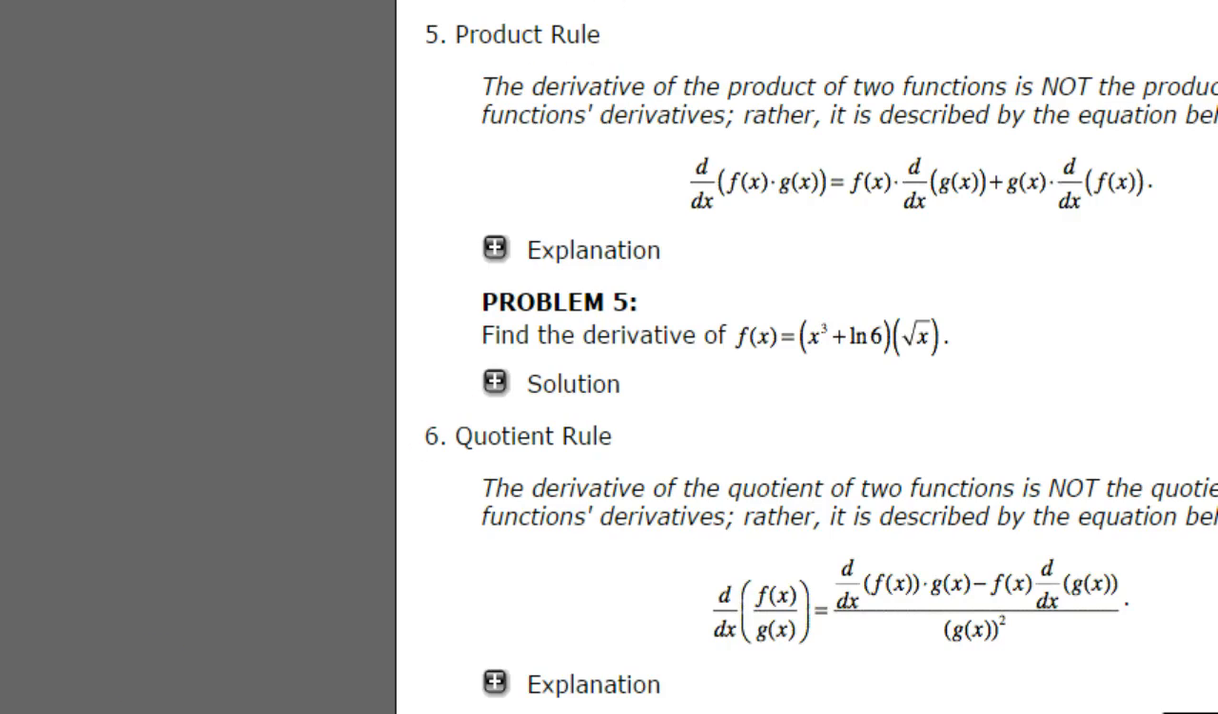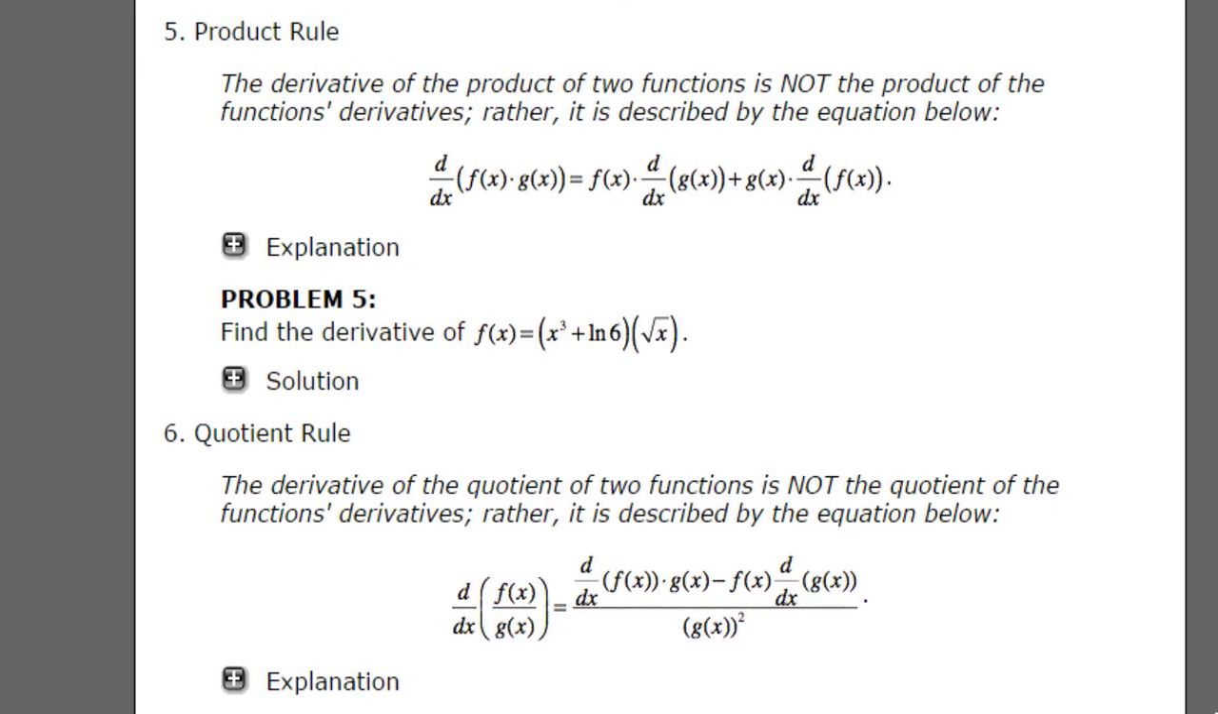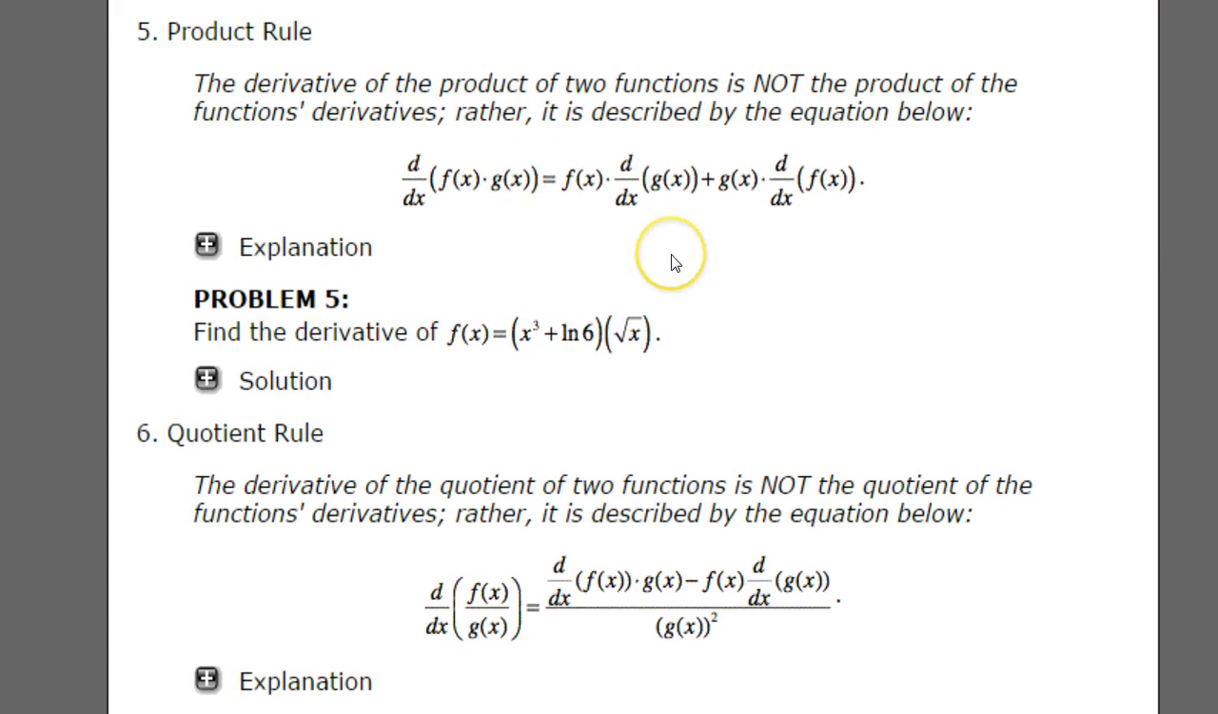This is AP Calculus AB, and we're talking about the product and quotient rules and higher order derivatives. Let's take a look at this great little resource I found on basic derivative rules from Brown College back in Massachusetts. So, the product rule. The derivative of the product of two functions is not the product of the functions' derivatives, rather it is described by the equation below.